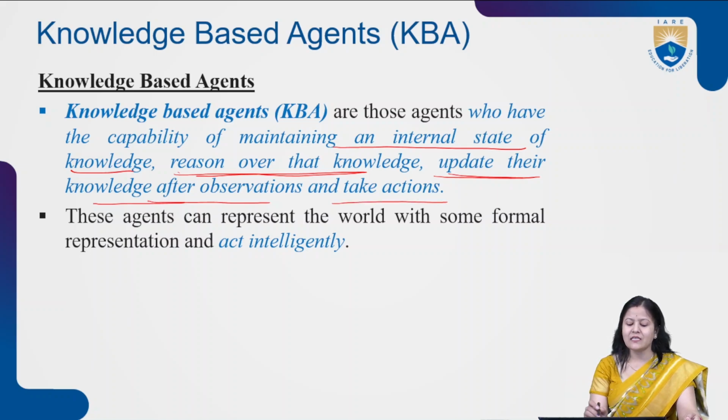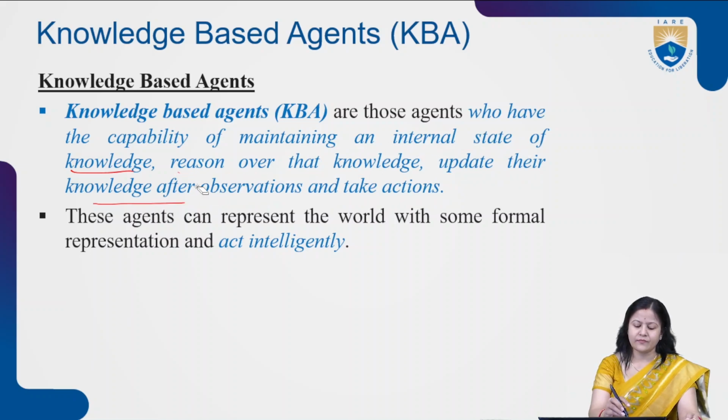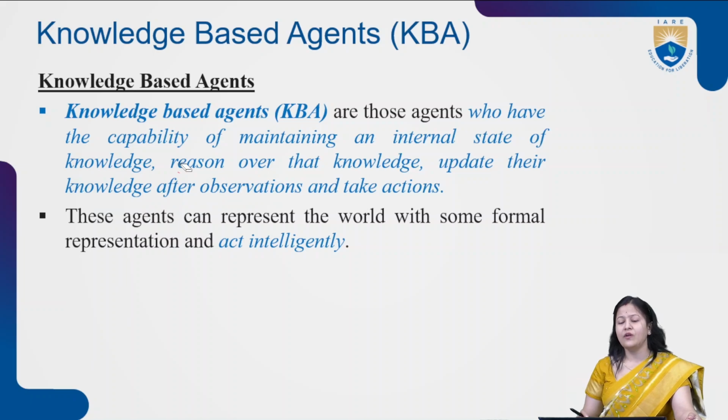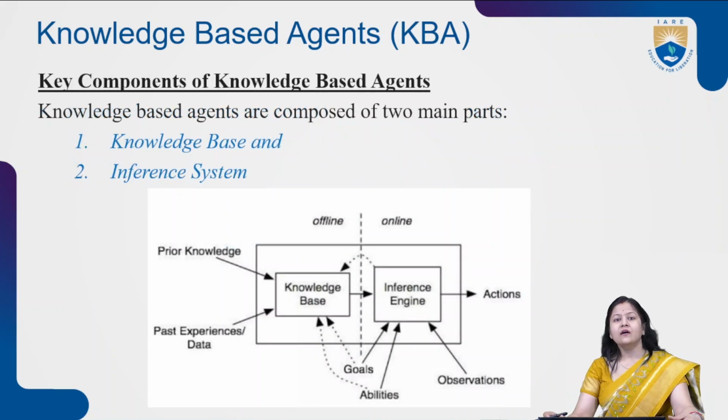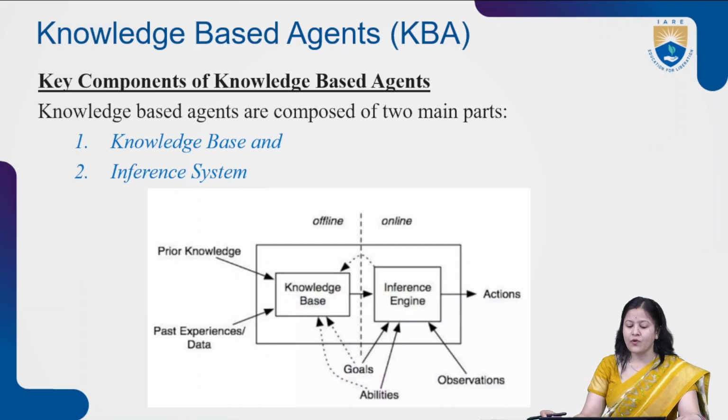So these agents can represent the world with some formal representation and they can act intelligently. That is why they are called intelligent agents. Now we'll see what the key components of the knowledge-based agent are. Basically, there are two key components of any knowledge-based agent. Here in this picture, you can observe the two main components: one is the knowledge base and the second one is the inference engine.